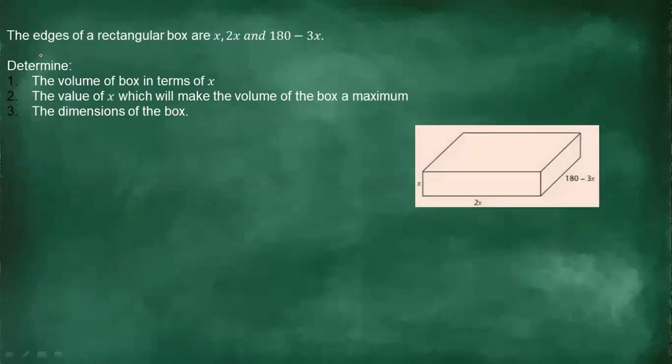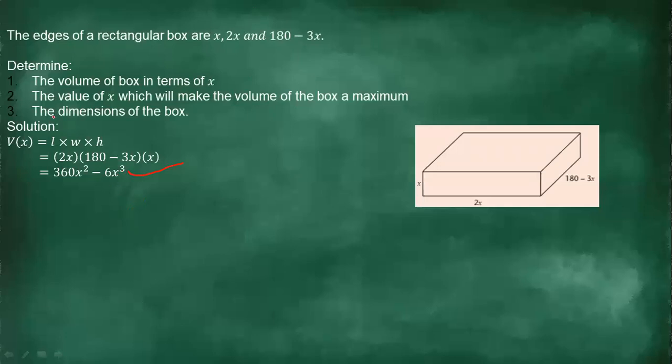Okay, the edges of a rectangular box are x, which you can see is the height, 2x is the length, and 180 minus 3x is the breadth. Determine the volume of the box in terms of x. So just write the formula for volume, then substitute the values there. Then you multiply, and this is what you obtain: 360x squared minus 6x cubed.